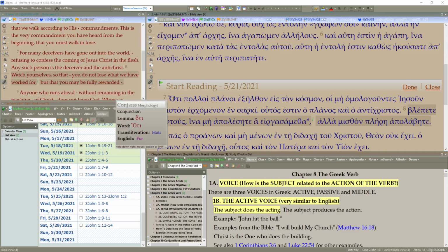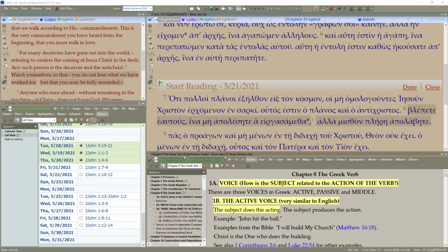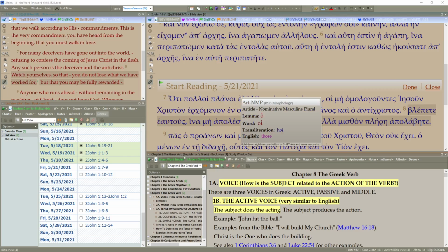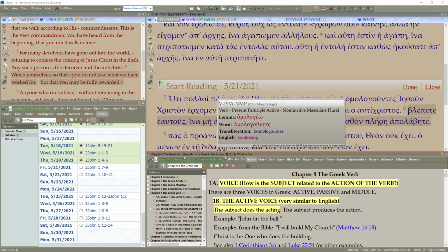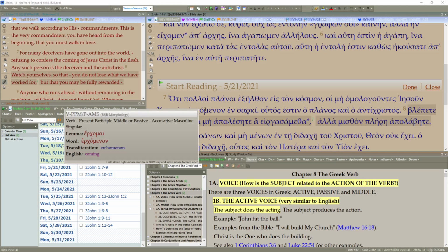Because, or for, many deceivers have entered, or entered. Now remember, aorist, so just talking about the entered depends on how you translate it, but right here, entered into the world. The ones not confessing or identifying or agreeing with God, Jesus Christ coming.